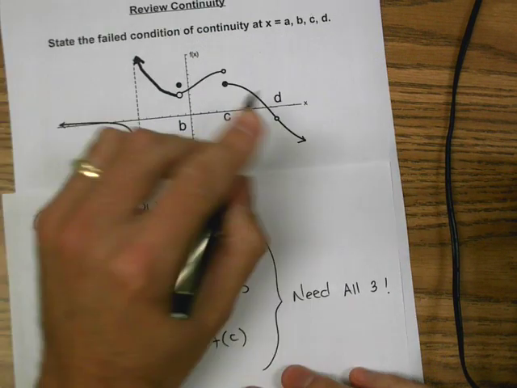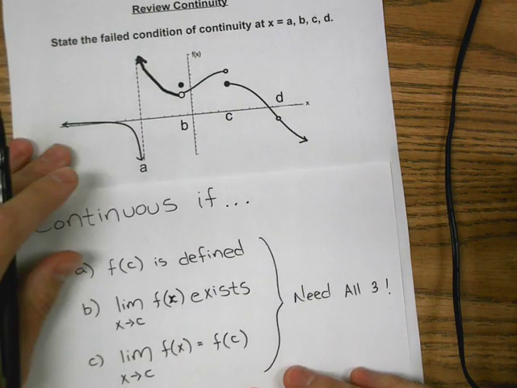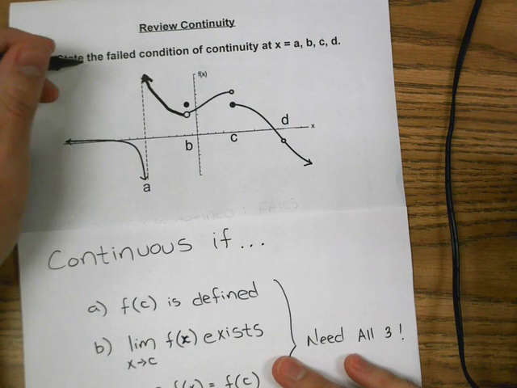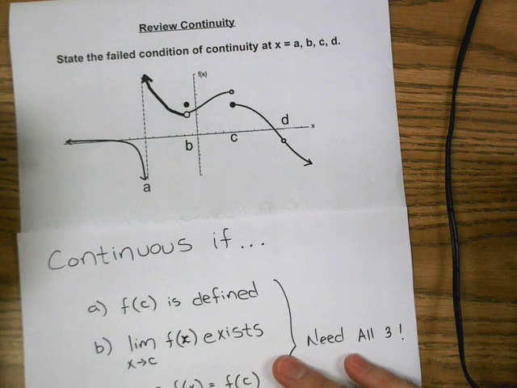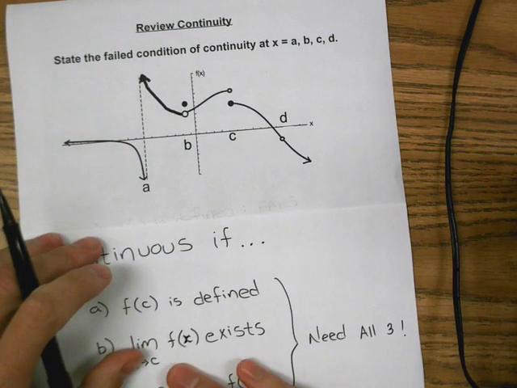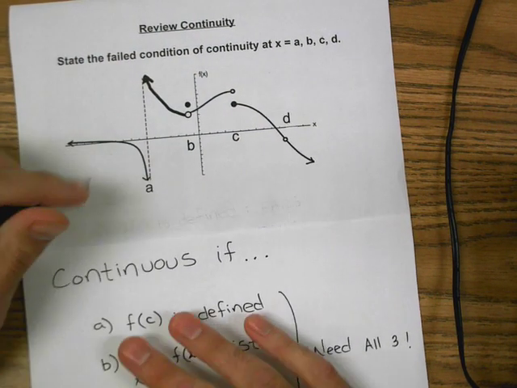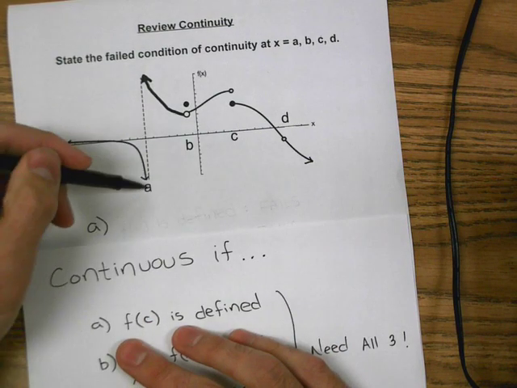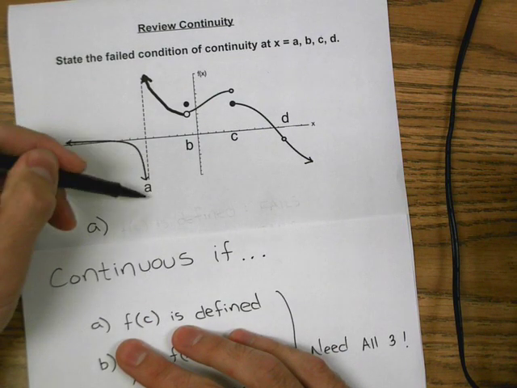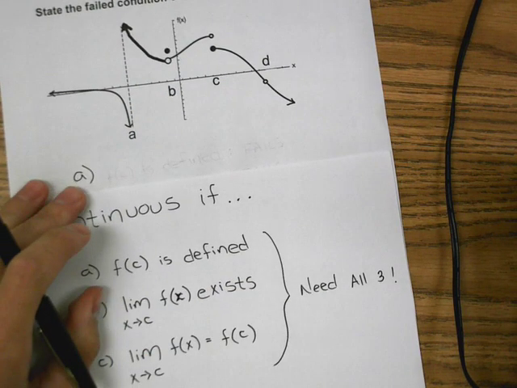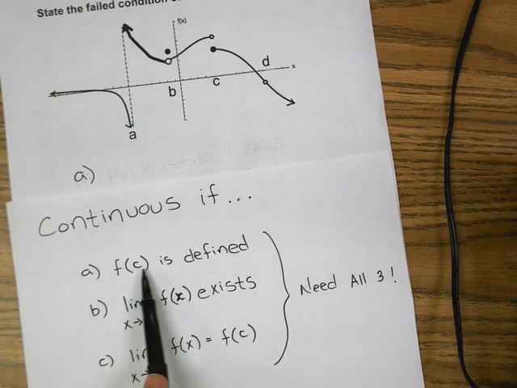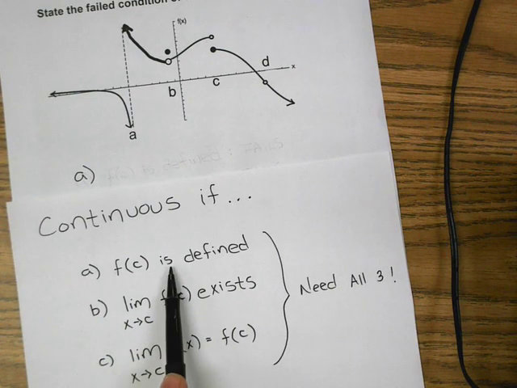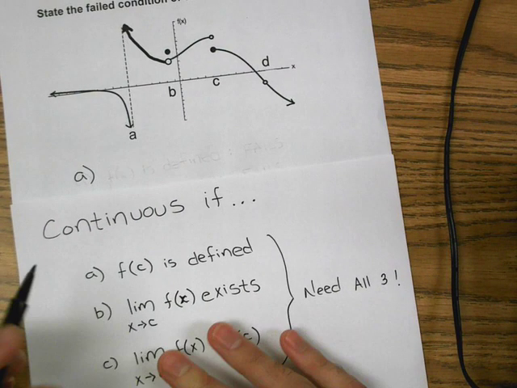So let's look at each one of these points, A, B, C, and D, and let's just run through these conditions. The question here says state the failed condition. So we have to figure out which one of these conditions fails if it's not continuous. So let's start by looking at point A. At point A we have a vertical asymptote. So let's look at our conditions here. Is the function defined at a vertical asymptote? No. So that's a condition that fails.